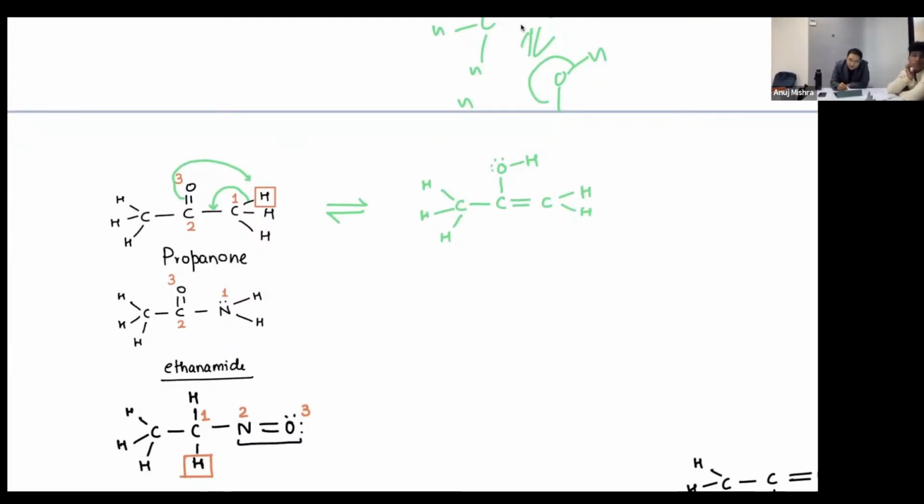If you look at this structure carefully, Sanjana, what is this group? Double bond. What do we call double bond? Ene. Very good. This is ene. Okay. And what is OH called? Alcohol. Hence, this compound is called enol. What was this compound? It was keto. Okay. So what is this conversion called? Keto to enol transformation. This is called keto to enol transformation.